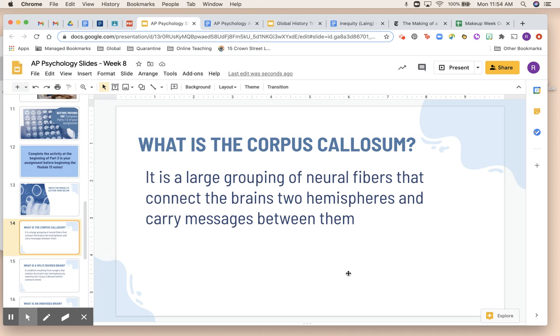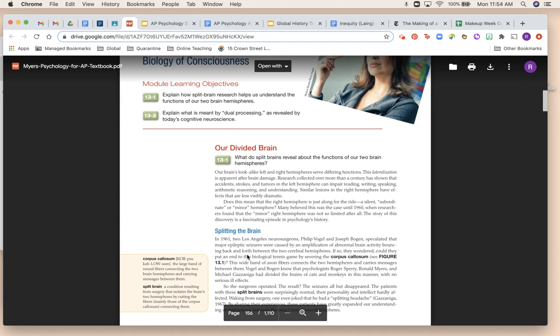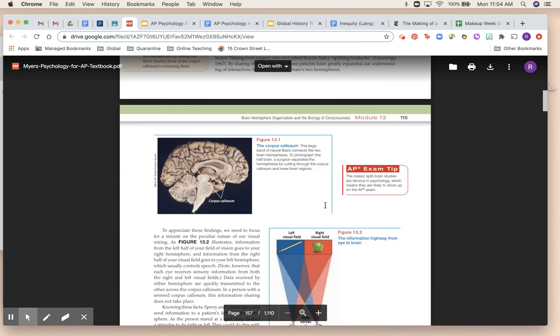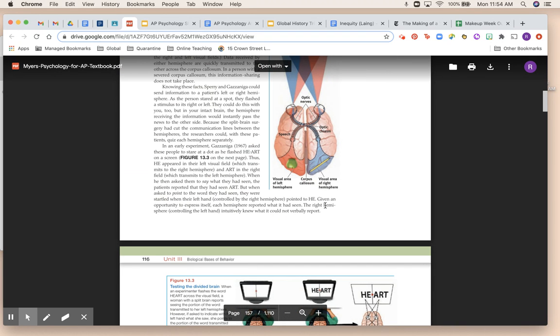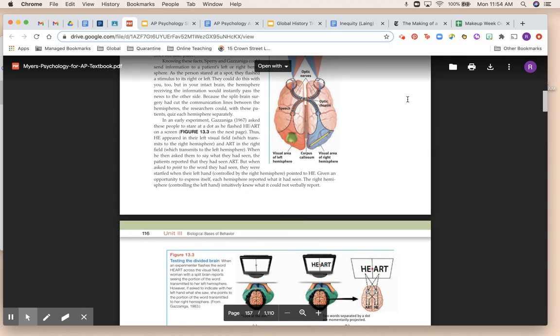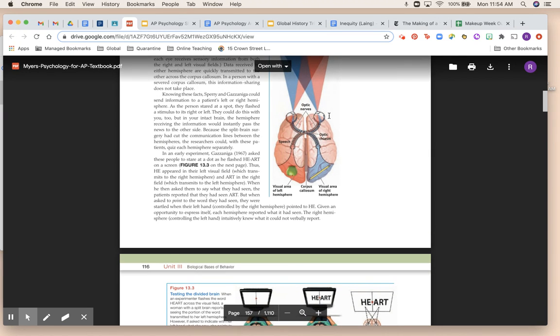First and foremost, we have to think about how our brain is divided. If you remember from last week, our brain has two hemispheres. In the textbook, if you're in module 13, you'll see this picture, also in your worksheet for the day. We have two parts of the brain, right? We have the left, and then we also have the right. We call this the left hemisphere and the right hemisphere.